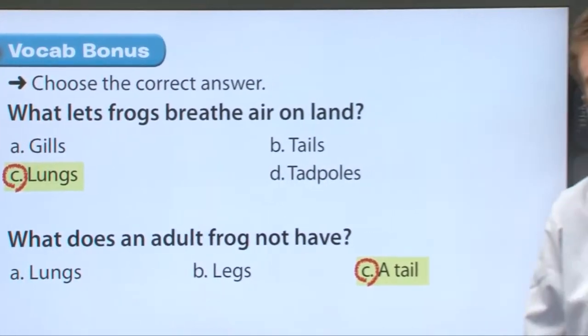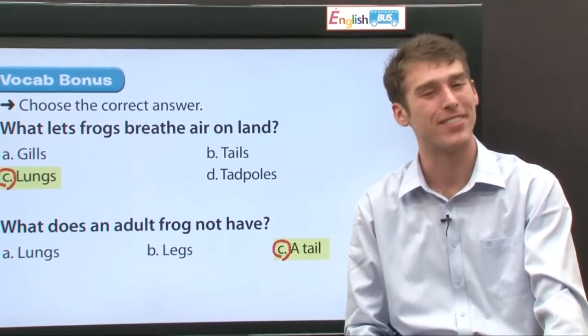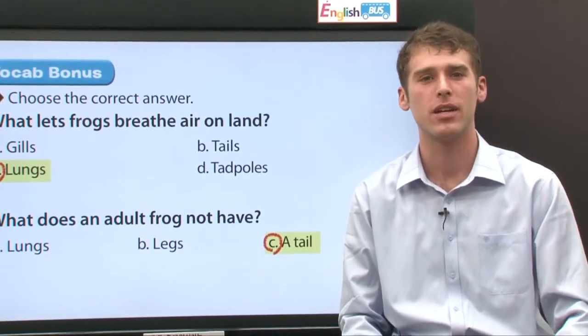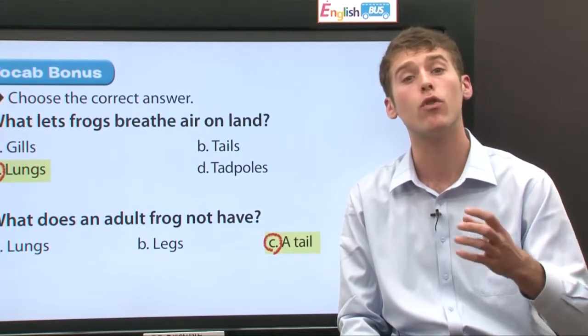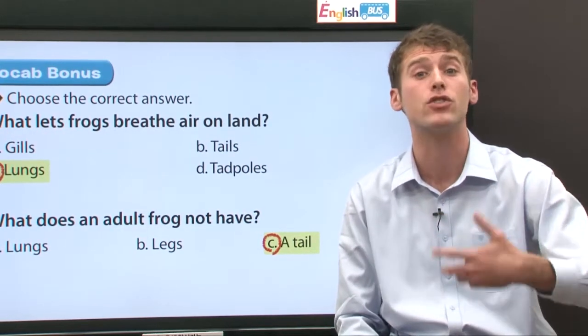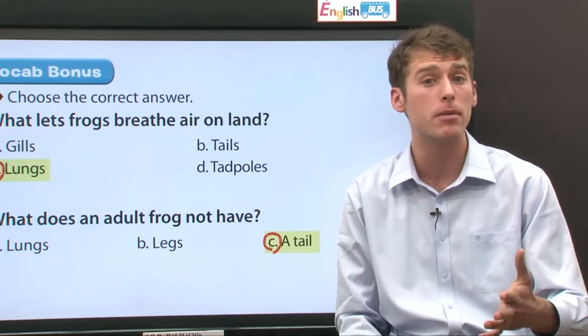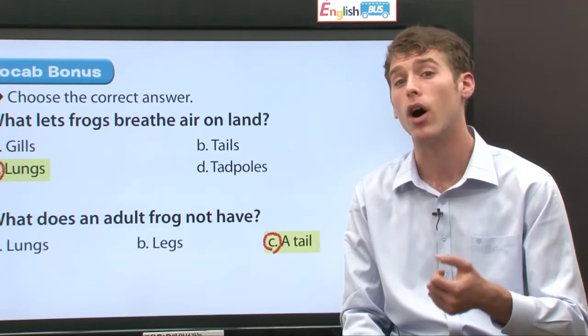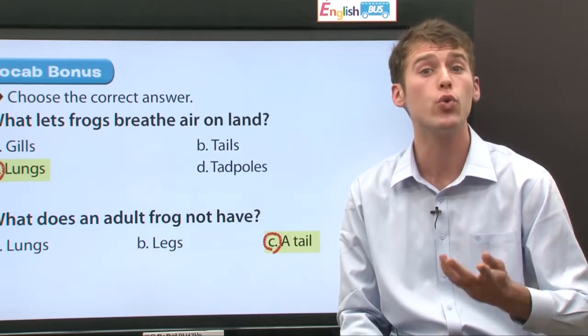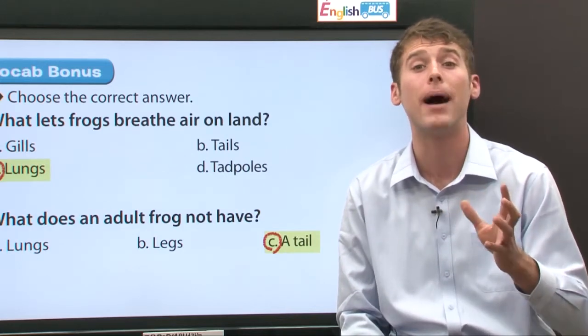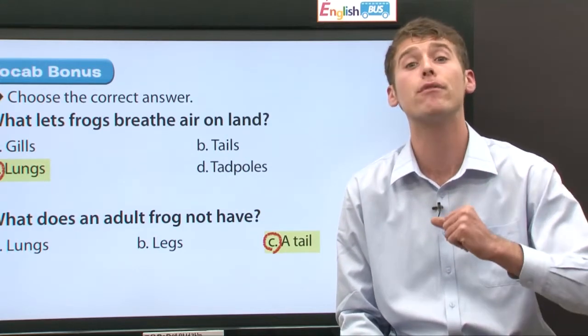All right, everyone, great job with the wrap up and the reading today. Very, very proud of you. Now, as always, try to think of a way you can use and practice your vocab. Maybe you can tell a friend or family member about the life cycle of a frog. Or maybe you can write a little story about a frog. I don't know, have some fun with it.